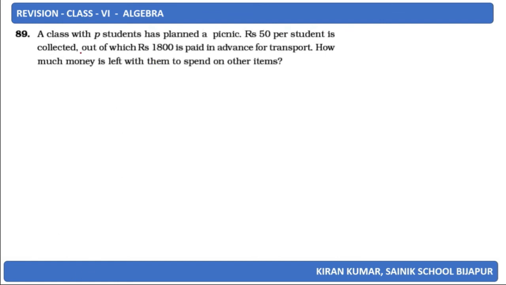Question 89. A class with P students has planned a picnic. Rupees 50 per student is collected, out of which rupees 1800 is paid in advance for transport. How much money is left with them to spend on other items? Let me consider the number of students as P.